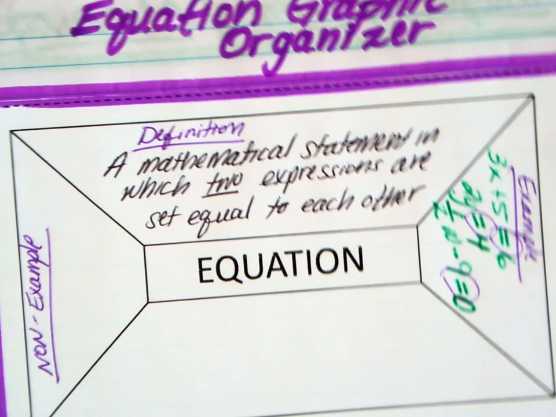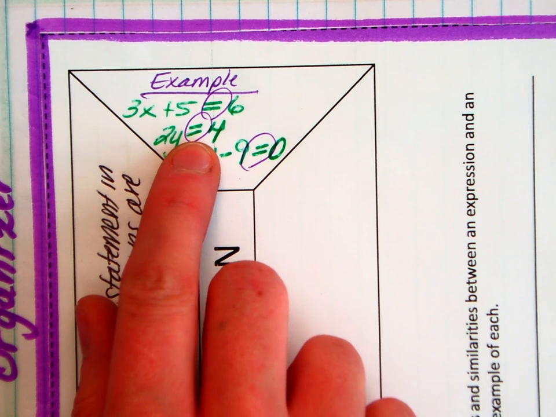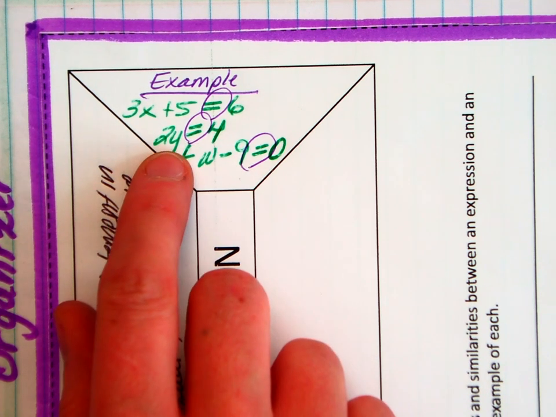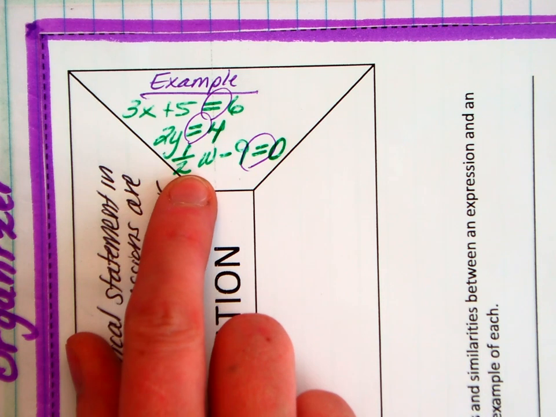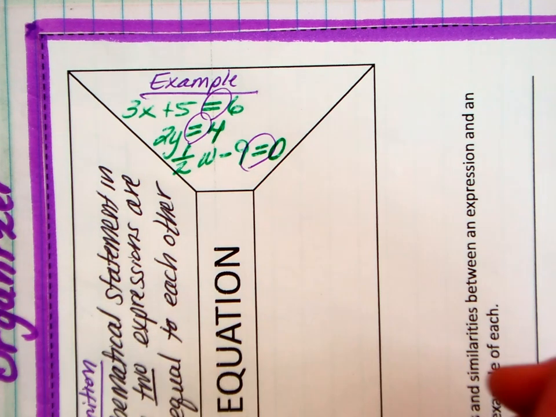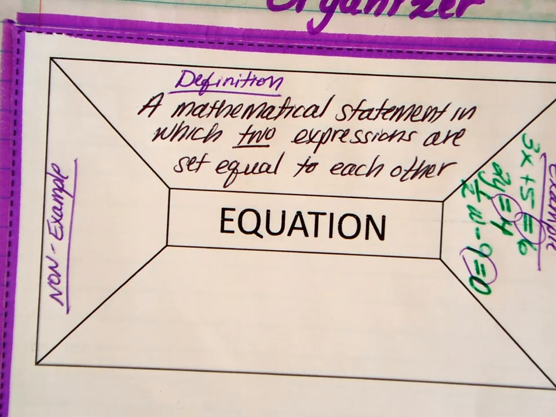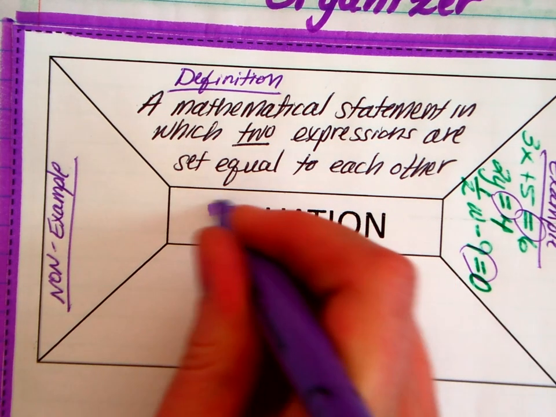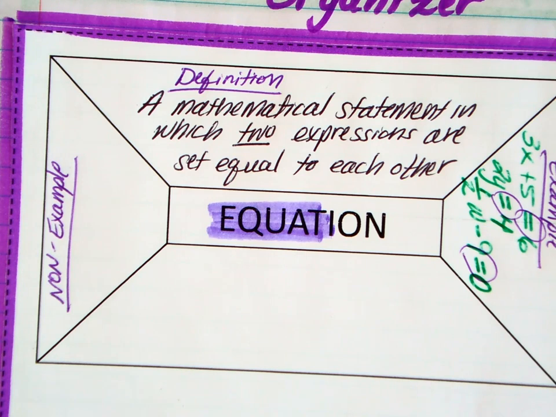We have examples of equations, such as 3x plus 5 equals 6, 2y equals 4. 2y means 2 times y. We can have something more complicated, such as 1/2 w minus 9 equals 0. The thing they have in common is the equal sign, because they are equations. And I think it's noteworthy to highlight that equate is a root hiding in the word equation.